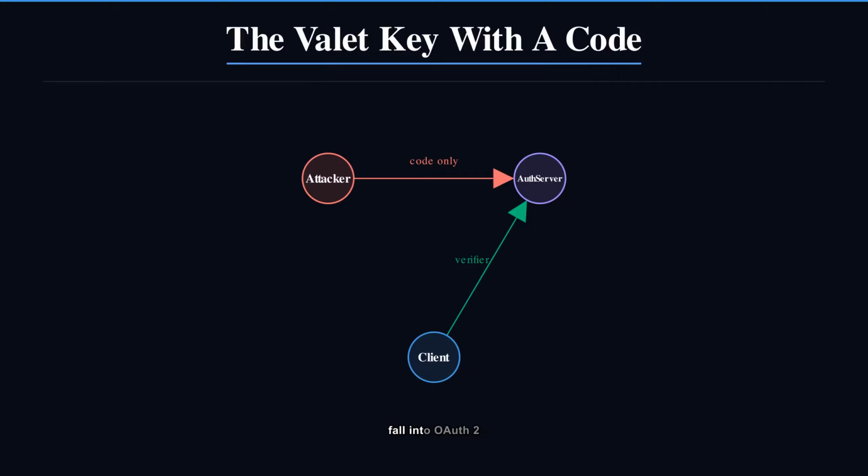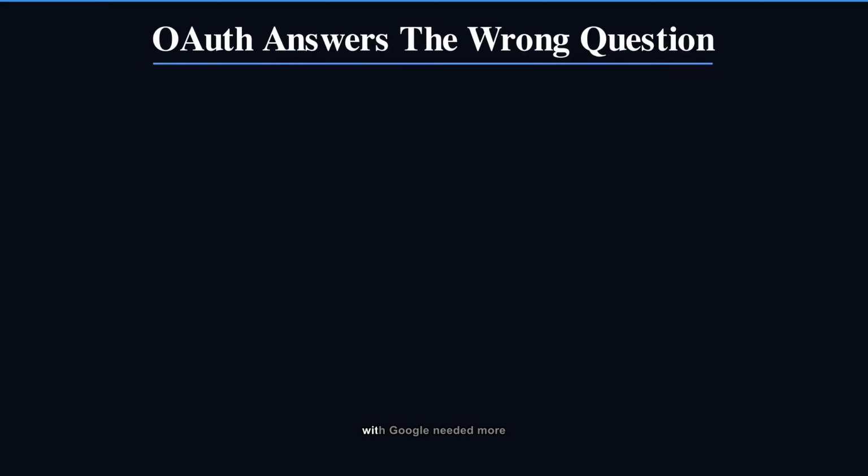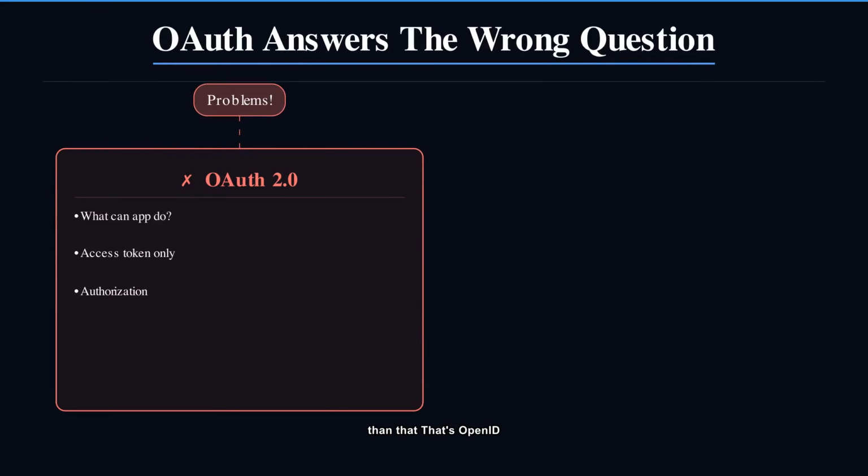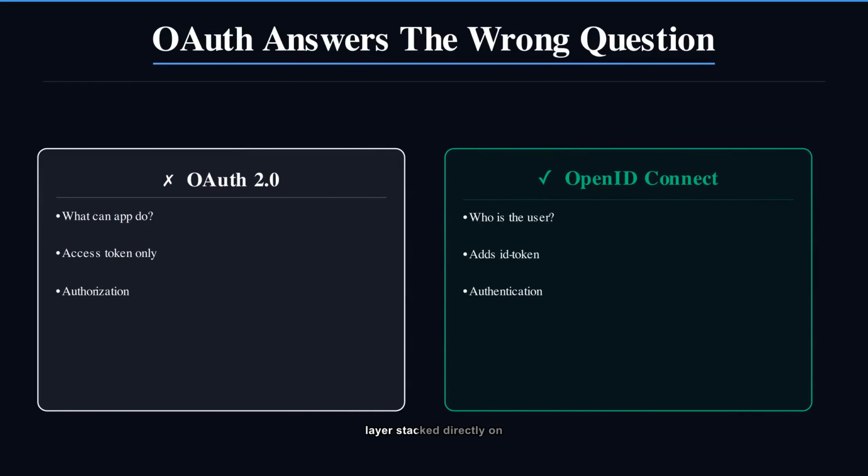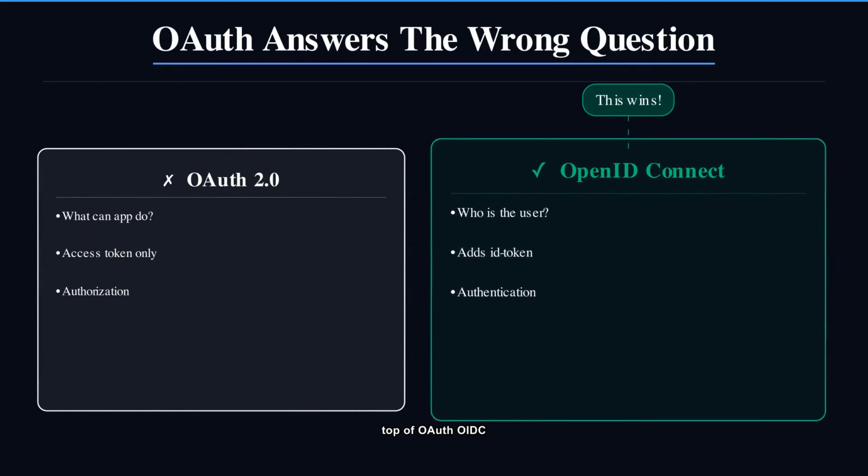Here's a trap juniors fall into. OAuth 2.0 never tells you who the user is. It only proves what an app is allowed to do. Sign-in with Google needed more than that. That's OpenID Connect, a thin identity layer stacked directly on top of OAuth.